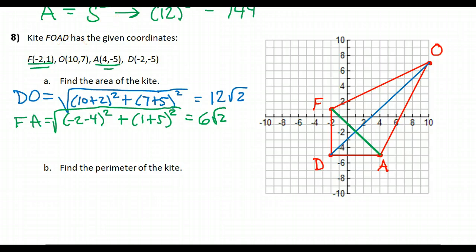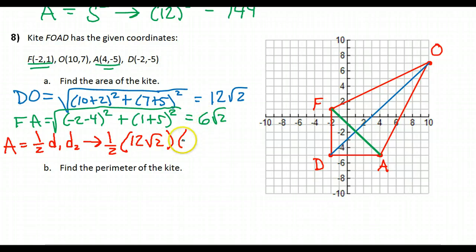Okay, so if I want to find the area of a kite, all right, the area of a kite is 1/2 diagonal times diagonal, which in this case is going to be 1/2 times 12 radical 2 times 6 radical 2. Put that in your calculator, see what happens. That's going to be 72. So that is the area of this kite.